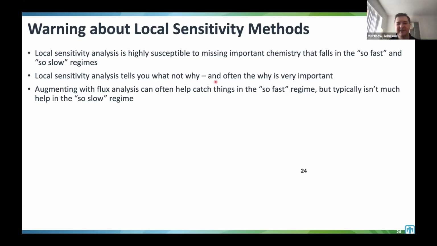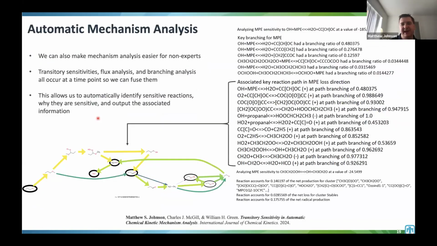It's also worth noting that these tell you what, not why. That's kind of why I'm pushing transitory sensitivity analysis a little bit more here, because it's a little bit easier to interpret. It's a little bit easier to map straight onto your flux analysis and ROP analysis. And those are key to helping catch things in the so fast regime, although it's often not so helpful in the so slow regime, because it won't show up on your flux diagram. This also goes back to putting the traces here for the branchings and for the reaction paths, which can help you put the information out there and point you to the stuff that you should be taking a look at.